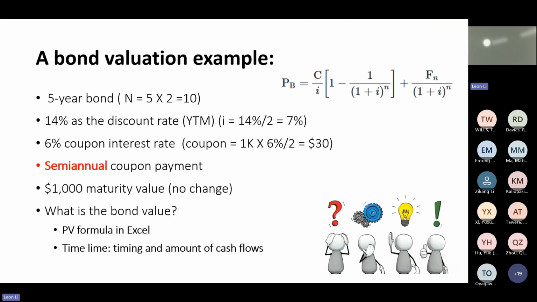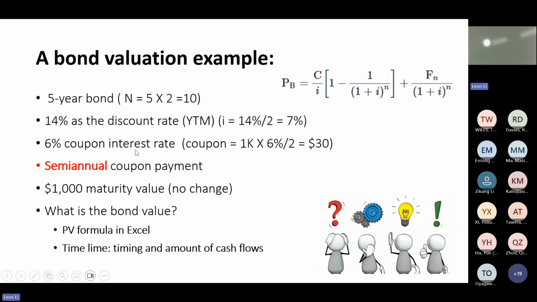So this is the calculation example. For me, the most important thing is to adjust your data according to payment frequency, right? So this is our example, semi-annual coupon payment. So I need to adjust my data according to semi-annual payment. In particular, for a 5-year bond the number of periods will be 5 times 2, 10. 14% as a discount rate. Now 14% divided by 2, 7%.